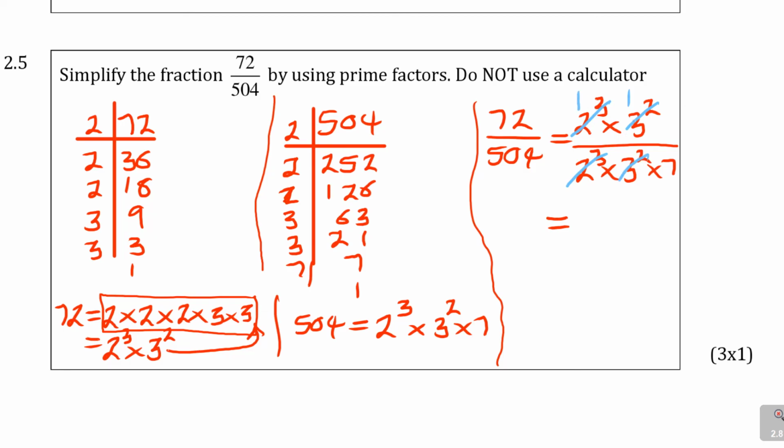Don't say nothing. It's 1. This into that, it's 1. So what you have then is 1 over, and you can see there is a 7 there. So the answer becomes 1 over 7.